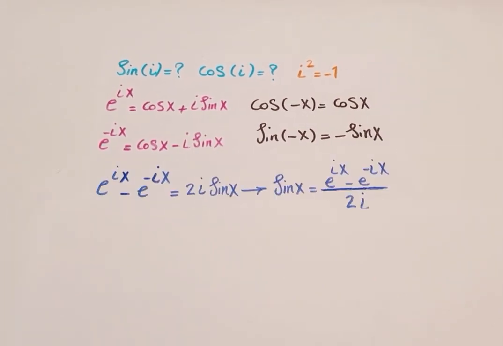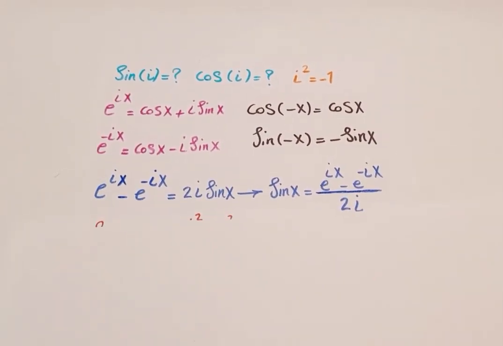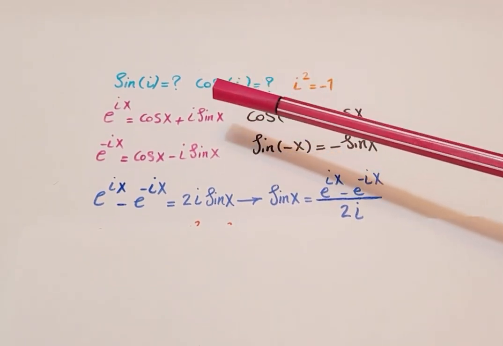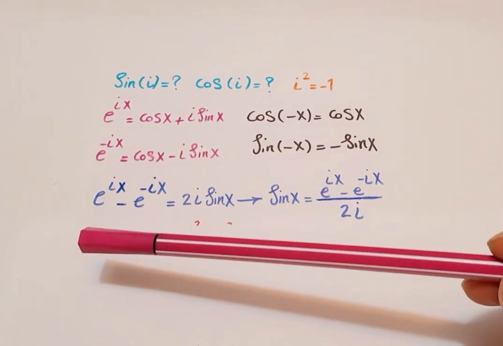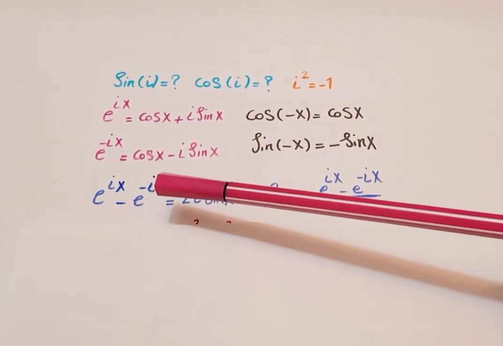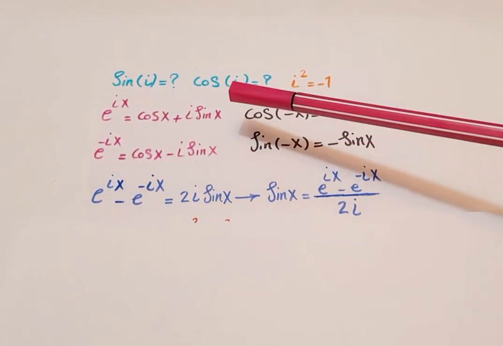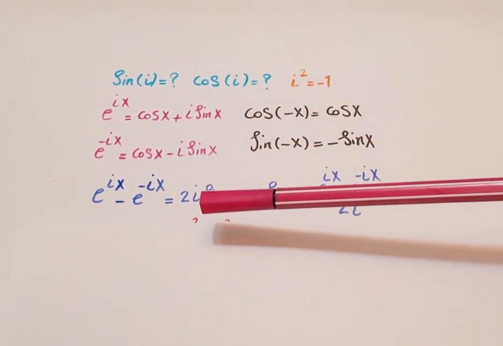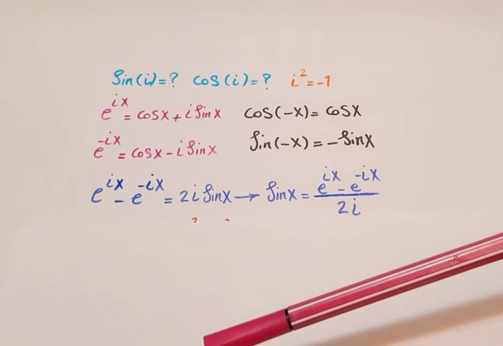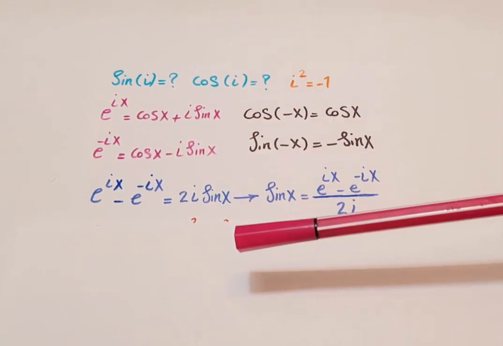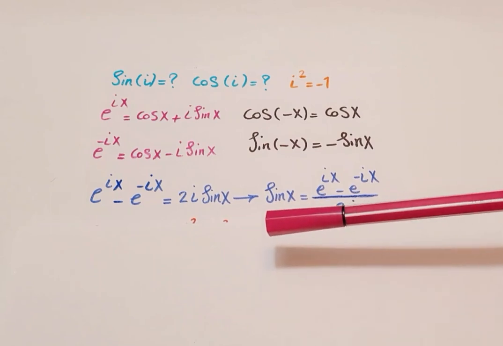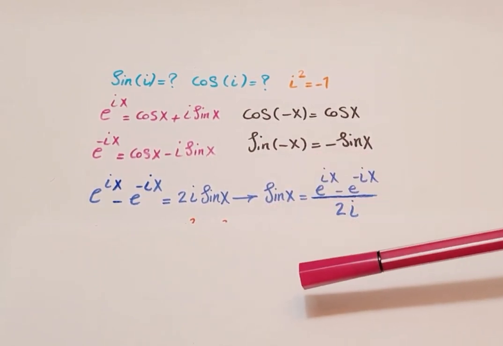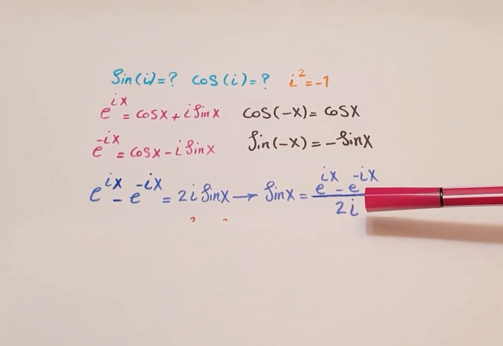For the first step, I want to calculate the sine of i, so I subtract these two equations. On the left side I can write e to the ix minus e to the minus ix, and if we subtract the right side equation, we get 2i sine x. So the sine of x is equal to e to the ix minus e to the minus ix over 2i.